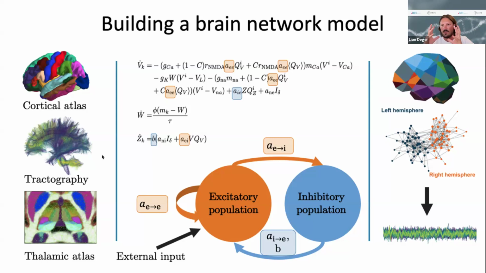Okay, so we now have this connectome with each region as a node. And in each node, we put a neural mass model. In my case, I'm using the so-called Larter-Breakspear model, which represents two neuron populations, and it has two inhibitory parameters.